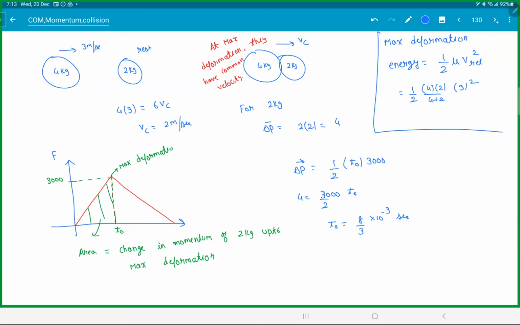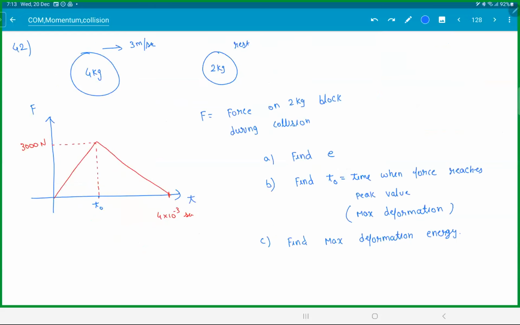P is FT. P is FT. What is P and what is FT? What is F into T? It is integral f dt. F is not constant. Next one.